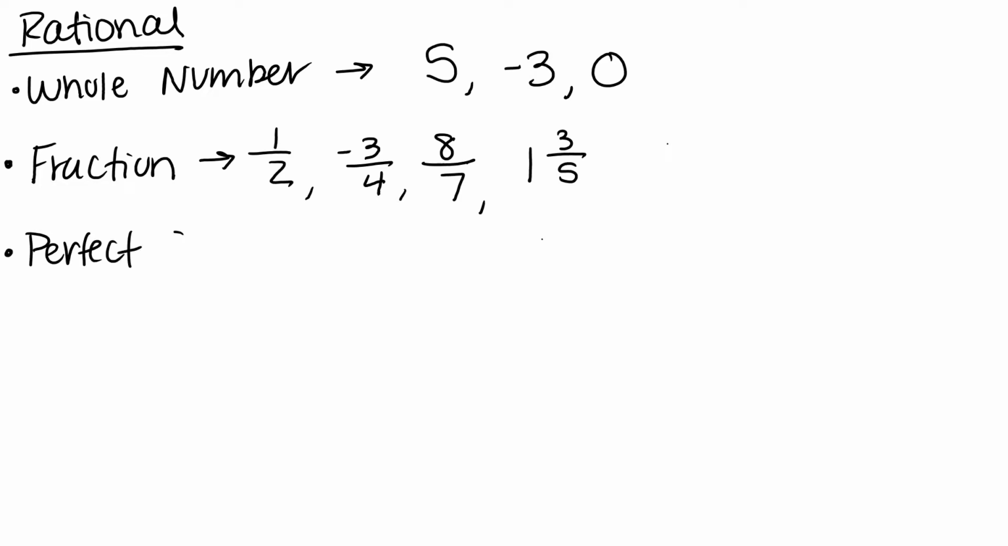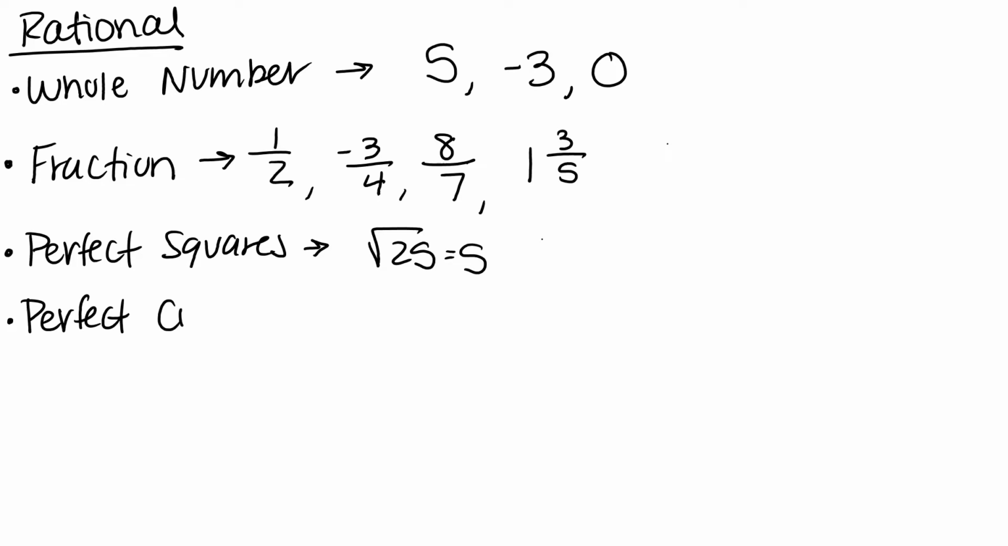Our perfect squares are also rational. The ones that we learned, the square root of 25, we know that the square root of 25 is 5. 5 is a whole number. It's rational. Square roots, perfect square roots, are rational.